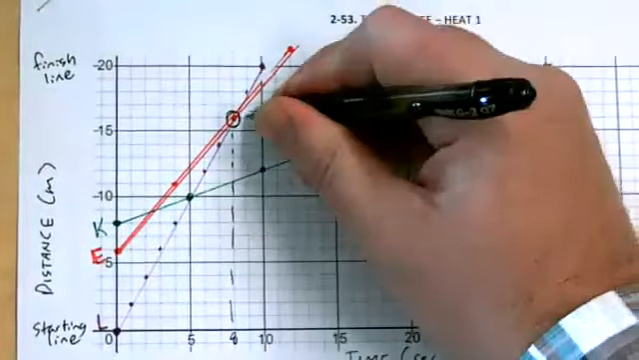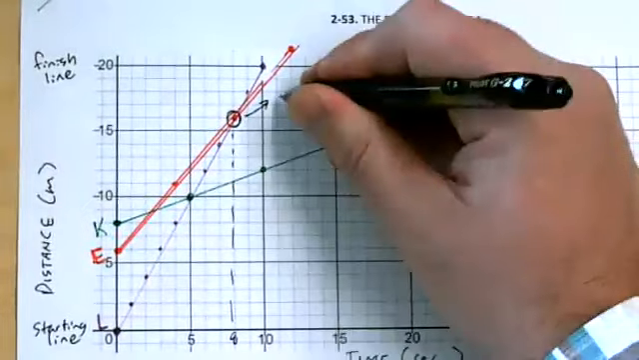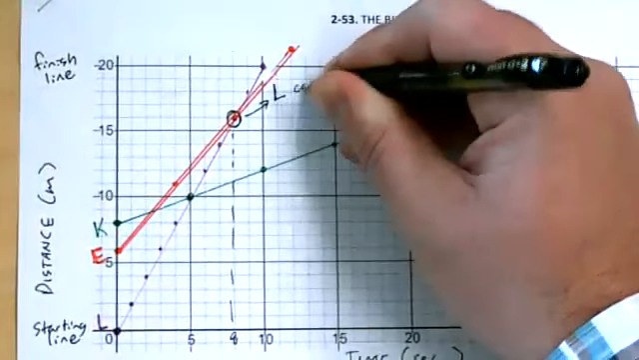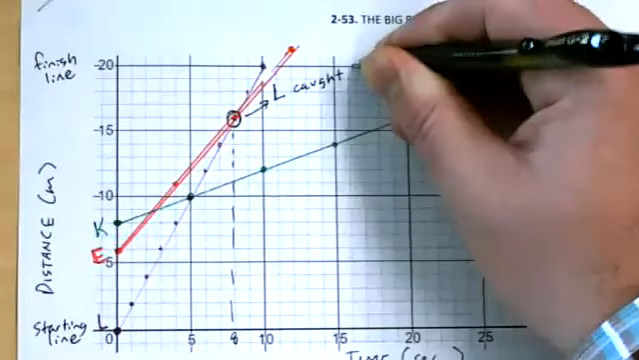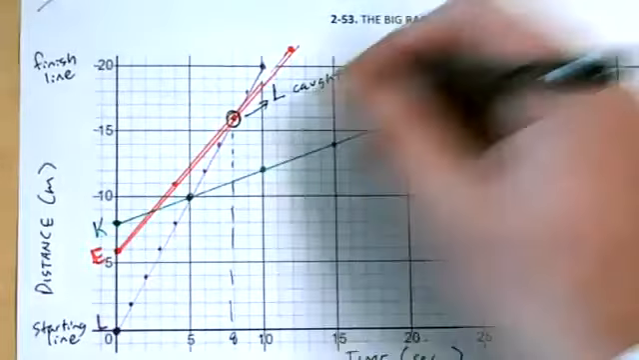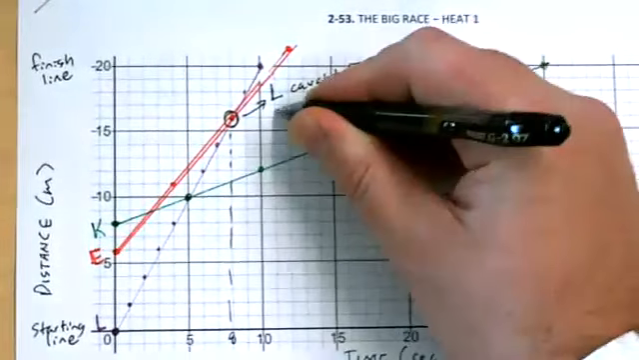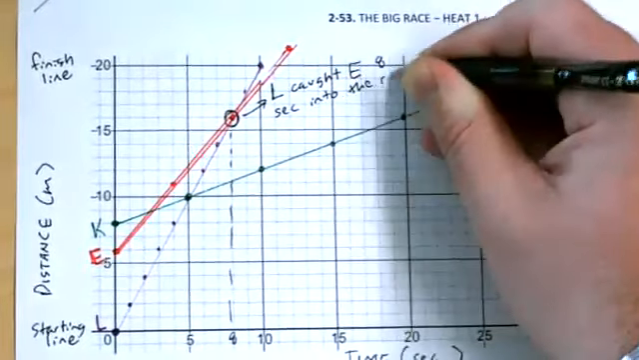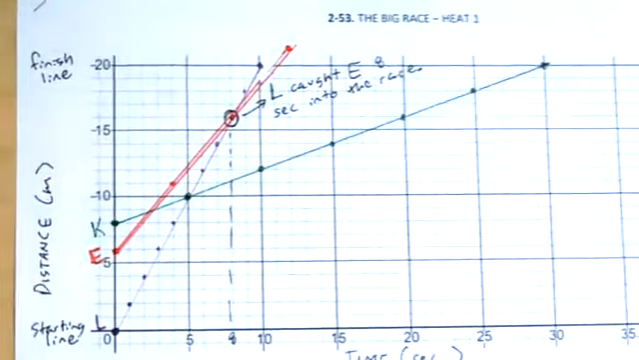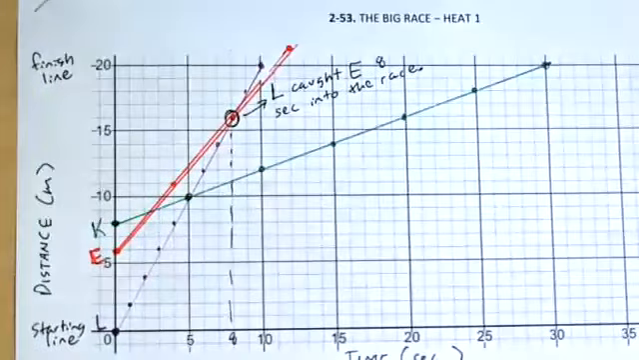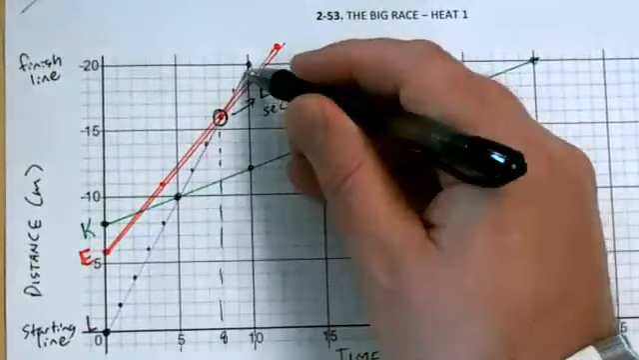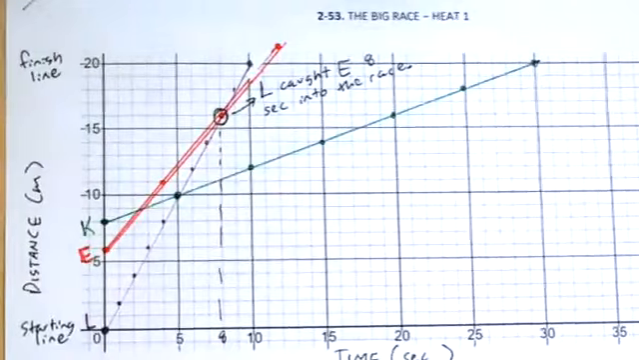So let's write ourselves a little sentence here. Leslie, I'm just going to use initials here. Leslie caught Evie 8 seconds into the race. Leslie caught up to Evie 8 seconds into the race. And it looks like Leslie passed her because before that, Leslie was behind, and after that, Leslie was ahead. There's a follow-up question here.